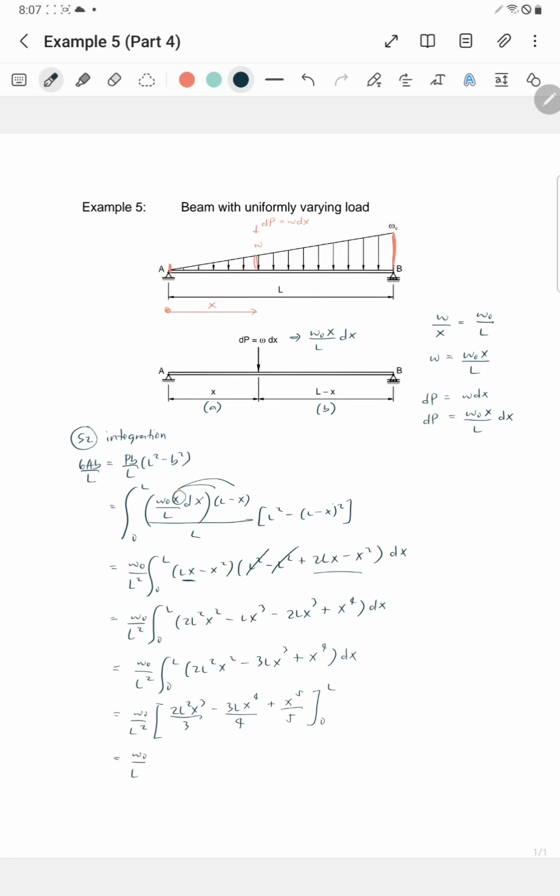Substitute natin yung L kay x. So 2L square L cube is 2L raised to 5 over 3, then minus 3L L raised to 4 over 4 is 3L raised to 5 over 4, then plus L raised to 5 over 5. Then simplify, we obtain 7 over 60 WOL cube. Okay.